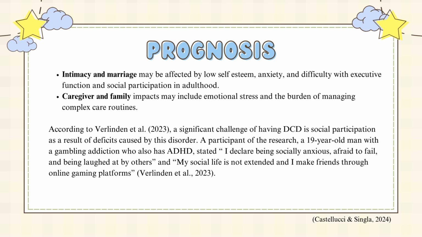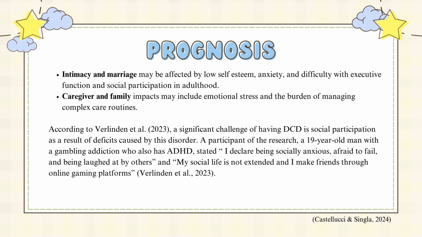Verlinden et al. 2023 conducted a study. They interviewed a 19-year-old man with a gambling addiction who also, like I said, has ADHD and dyspraxia. He stated, "I declare being socially anxious, afraid to fail, and being laughed at by others." He also stated, "My social life is not extended, and I make friends through online gaming platforms." Once again, this is a real-life example of how a child with dyspraxia may grow up into adulthood with certain symptoms.